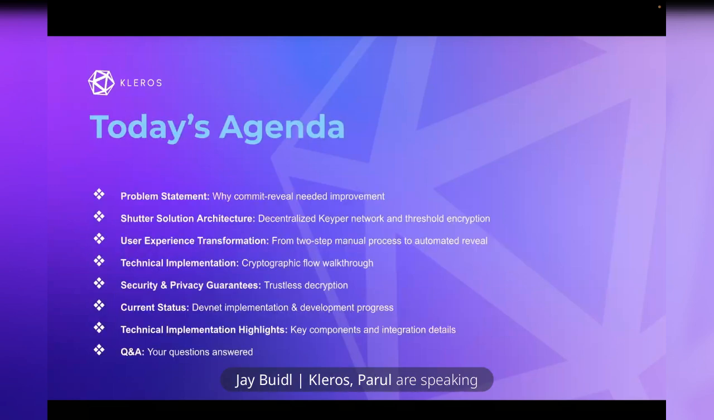Let me outline what we'll cover and then I'll hand it over to JB for the technical deep dive. We will start by examining the problem statement. Why did the traditional commit reveal process need improvement? Many of you have probably experienced the friction of the two-step voting process, so this will resonate. Then we will explore the Shutter integration architecture, how their decentralized Keyper network and threshold encryption work under the hood. We'll walk through the user experience transformation. This is where you will see the improvement from a manual two-step process to what we are calling automated reveal.